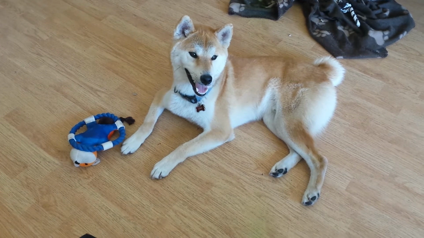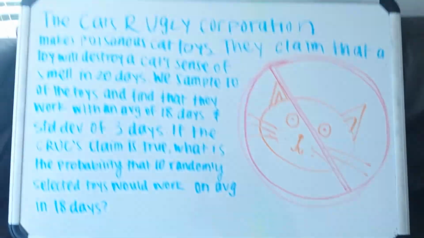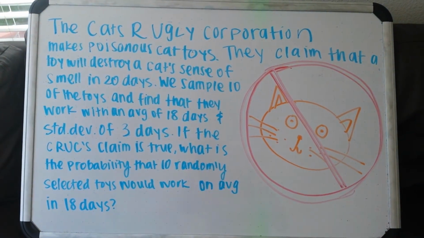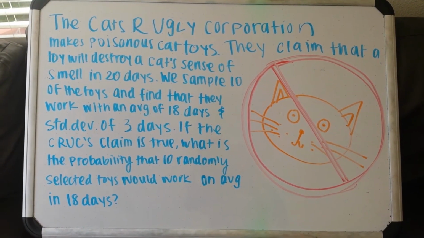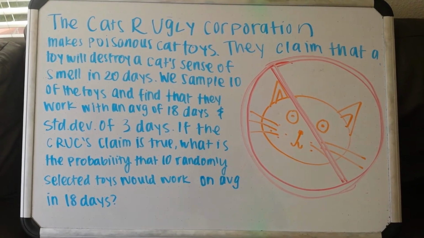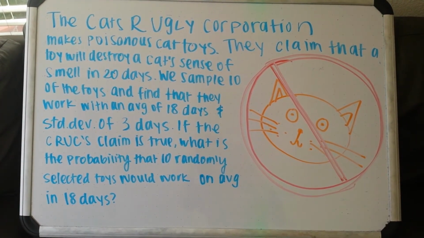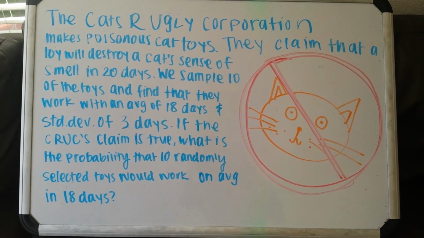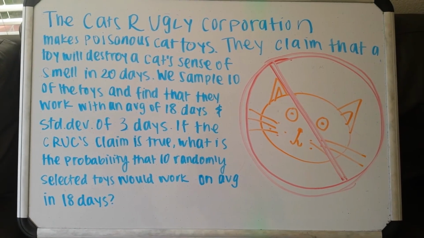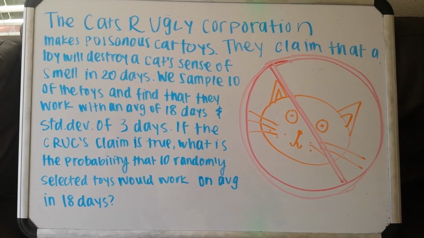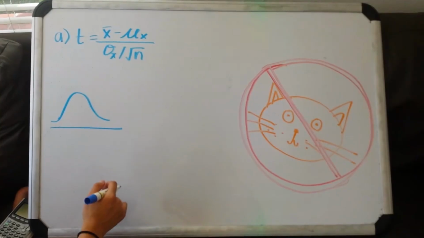Now we are going to do a sample problem. The Cats Are Ugly Corporation makes poisonous cat toys. They claim that a toy will destroy a cat's sense of smell in 20 days. We sample 10 of the toys and find that they work with an average of 18 days and a standard deviation of 3 days. If the CRUC's claim is true, what is the probability that 10 randomly selected toys would work on average in 18 days?